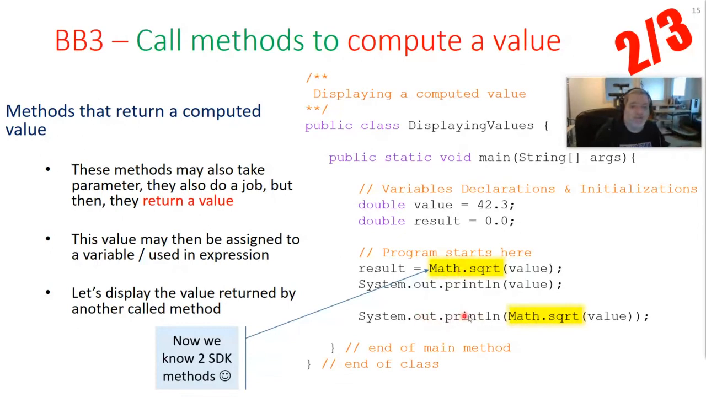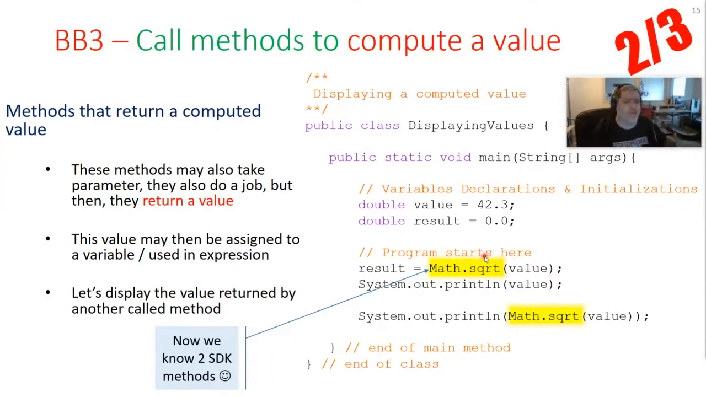So I can do System.out.println, Math.sqrt of value, right? I call the method, give it value, it computes the square root, returns the square root. The square root is now passed to println, which does its job, which is displaying it on the screen. I can use them anywhere I would use an arithmetic expression, like, for example, on the right-hand side of an assignment. Here I expect an expression. I can use the square root method as an expression.